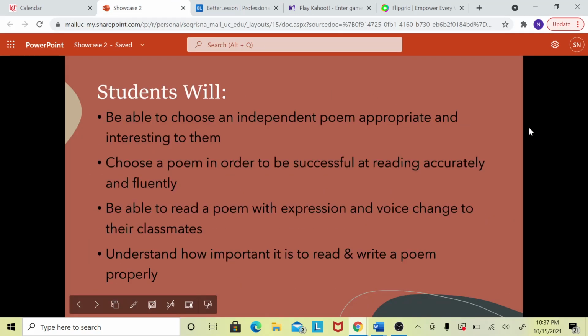With my lesson plan, students will be able to choose an independent poem appropriate and interesting to them. Choose a poem in order to be successful at reading accurately and fluently. Be able to read a poem with expression and voice change to their classmates, and understand how important it is to read and write a poem properly. By properly, I mean rhyming words that make sense together. And up here, reading a poem with expression and voice change means that while they're reading their poem, there might be a drastic change in it, and that also means changing their voice and facial expressions while reading it to the class.